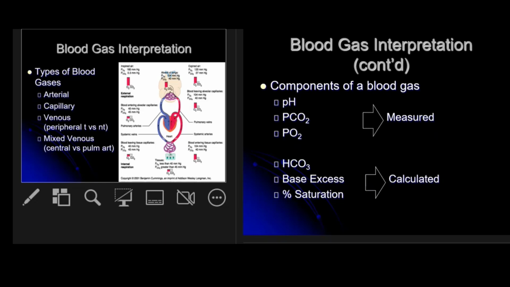Certainly in the ICU setting, we do all the time, but even in the organ donor management setting, sometimes we'll follow those to make sure that we're delivering adequate amounts of oxygen, even if our arterial blood gases look okay. And sometimes we follow mixed venous. Do you guys ever look at mixed venous blood gases at all?